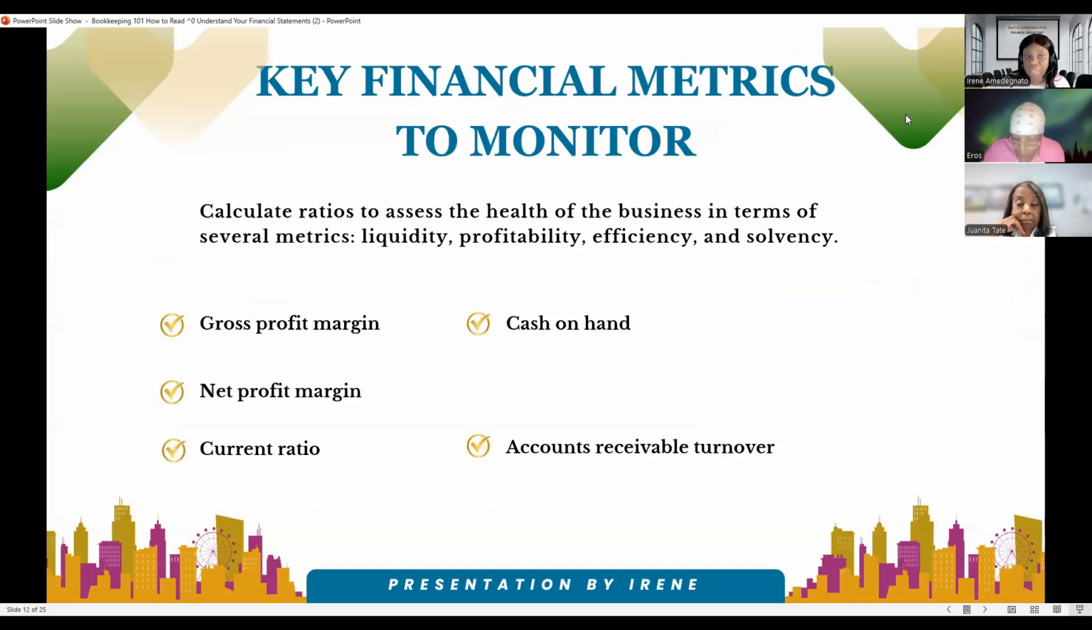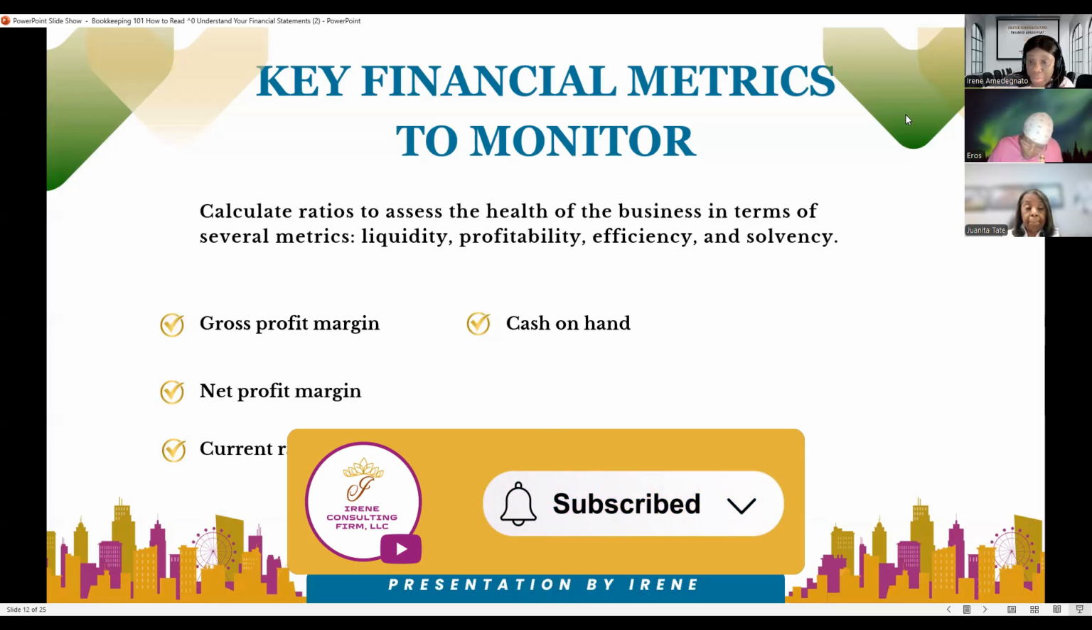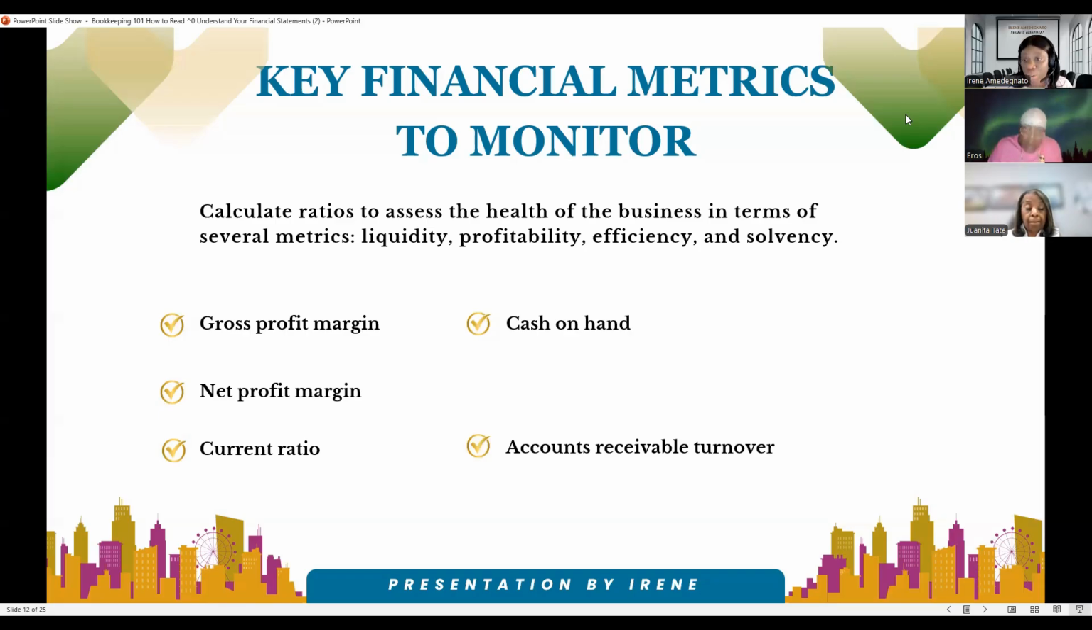Now that we're done with the financial statements, let's talk about the key financial metrics to monitor. Sometimes it doesn't stop there. Some people go further and calculate ratios in order to better understand each part of the business. We will not go into detail today, but I want to list just a few of these ratios: cash on hand, accounts receivable turnover, which has a specific formula I didn't add to this presentation, gross profit margin, net profit margin, or current ratio. These ratios help you better understand each part of the business.